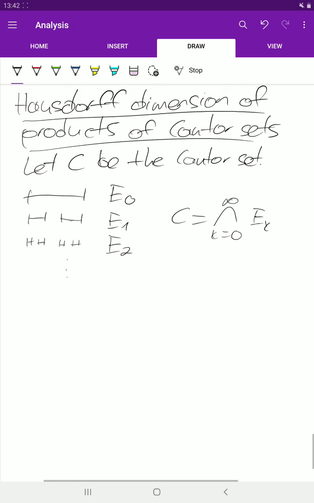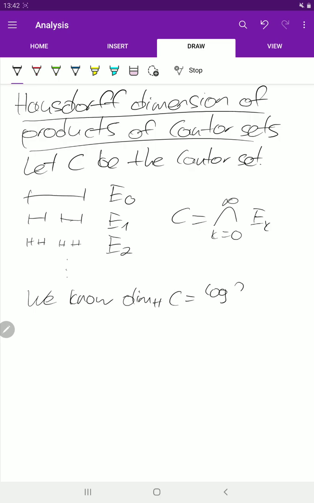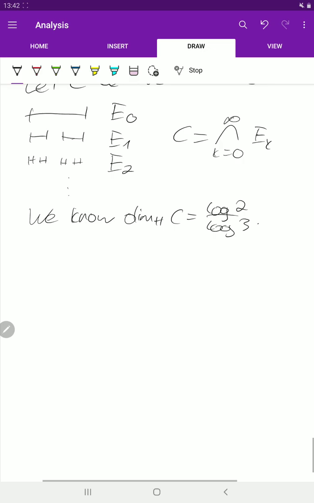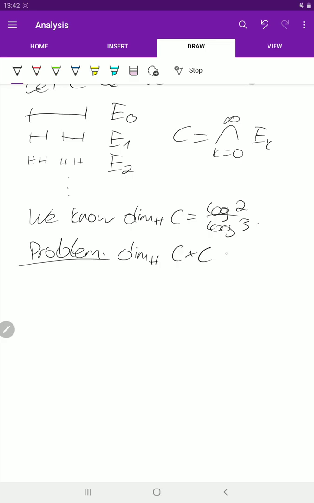Okay, and we've already seen in a previous video that the Hausdorff dimension of the Cantor set is equal to log 2 over log 3. And now what we want to see is what's the dimension of the product of two Cantor sets. So what's that?